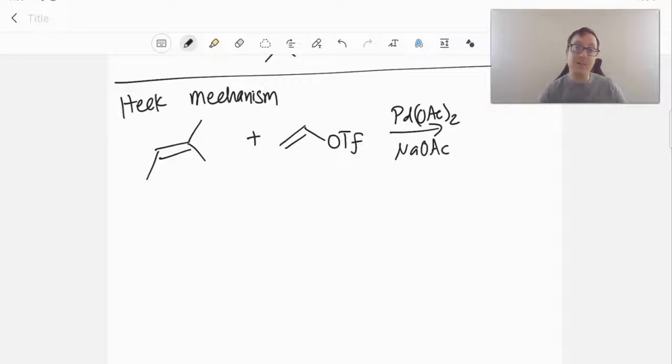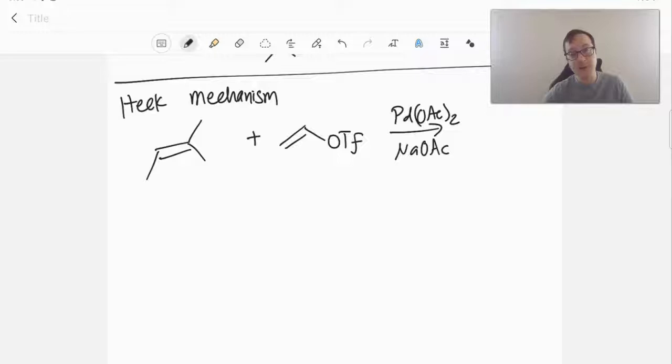So let's take a look at the mechanism for the Heck reaction. It's going to have a lot of steps that are familiar to us, like the oxidative addition and reductive elimination and all that. Although there will be two more steps where we will have our alkene do a syn addition onto the palladium, and we're also going to have that alkene undergo a syn elimination. And we're going to see that those two syn steps are going to potentially lead to some interesting products.